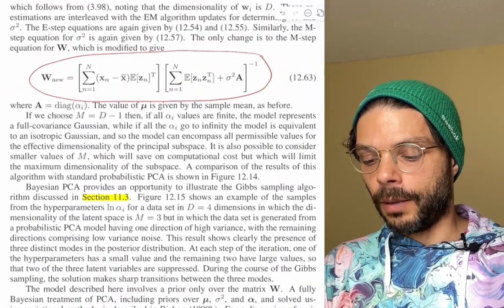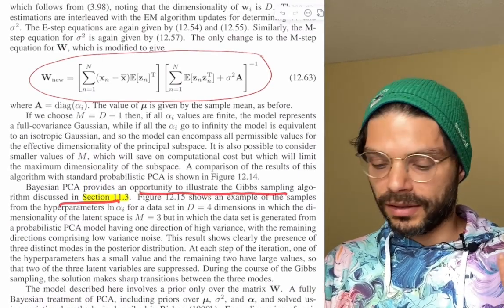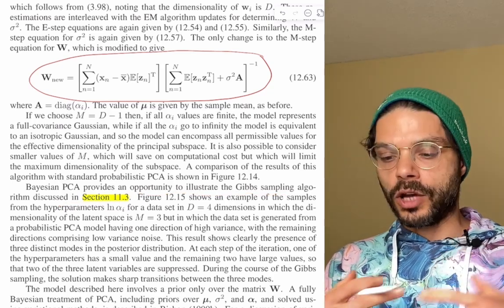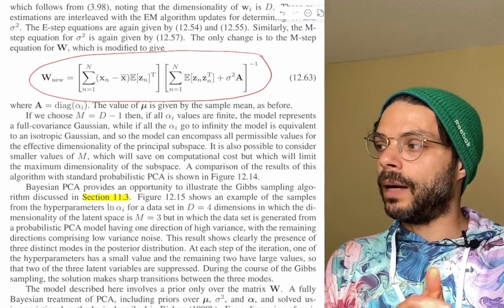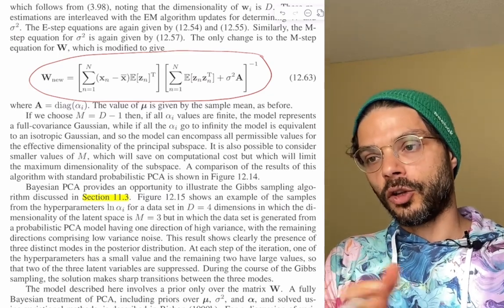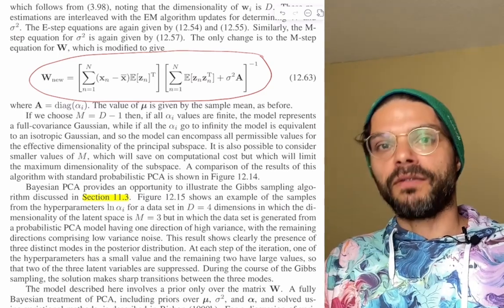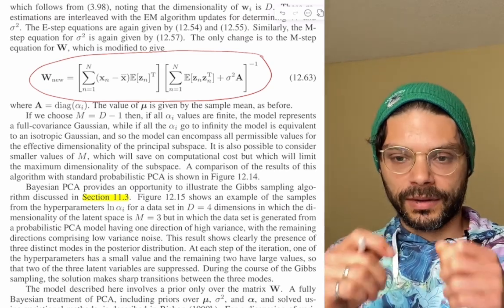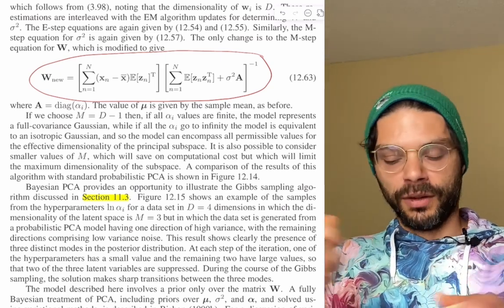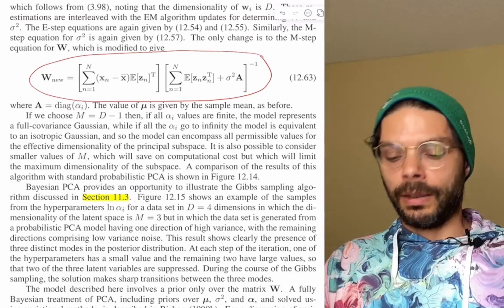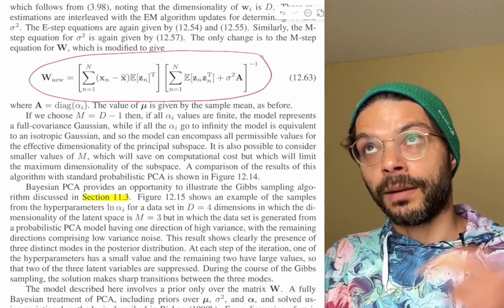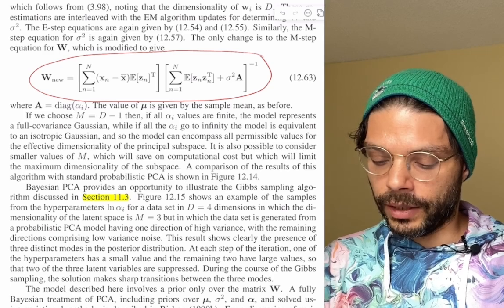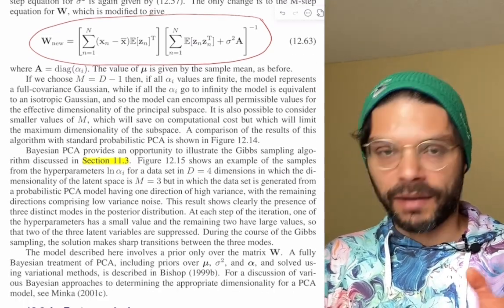Now, Bayesian PCA provides an opportunity to illustrate the Gibbs sampling algorithm. We haven't discussed Gibbs sampling, but the idea is, when you want to generate samples from a probability distribution, sometimes it turns out that if you condition on all but one of the parameters in a vector, then sampling the distribution of the remaining one is easy. If you do this iteratively, you will end up getting samples from the joint distribution after some long time, which we don't know how long it actually is. So we'll just touch on this. We're not going to go into any depth because we haven't covered Gibbs sampling, but let's see what he says.